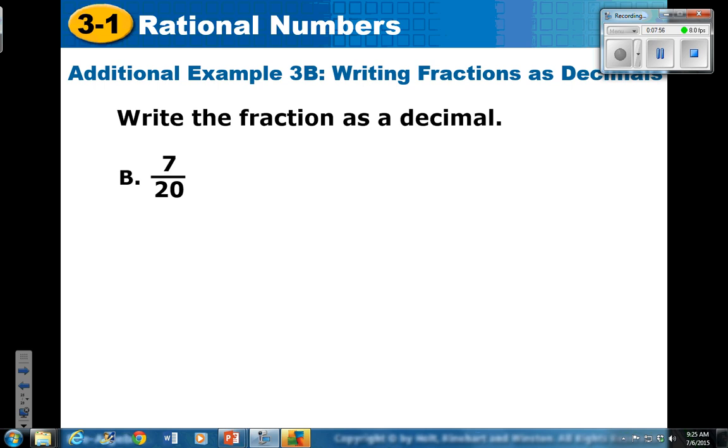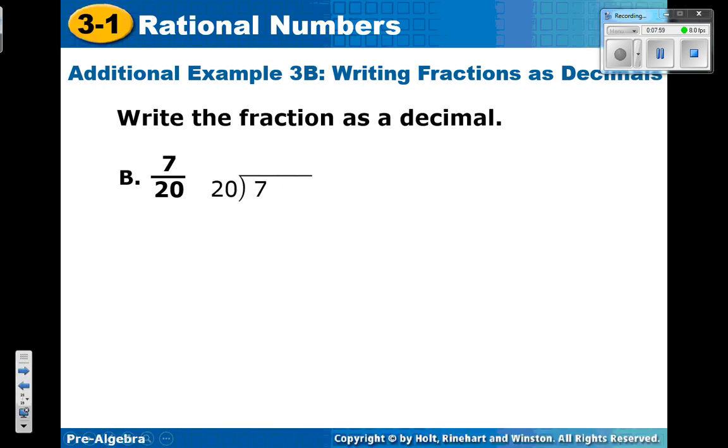You just pretty much do the same thing here. You do numerator divided by denominator, so 7 divided by 20. 20 goes into 7 0 times. Subtract, and you get 7. You're going to have to add a decimal point and bring down another 0. 20 goes into 70 3 times. 3 times 20 is 60. Subtract, and you get 10.